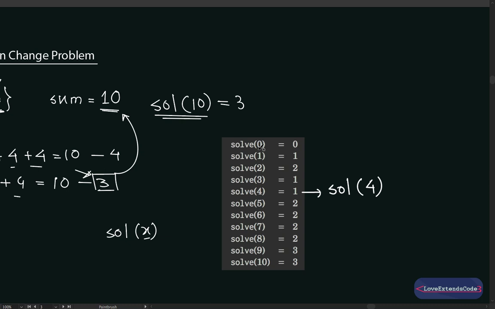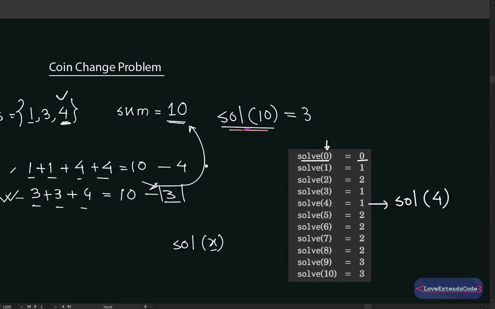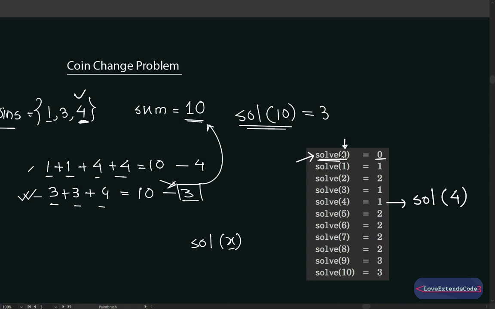And then let's talk about solve(0). Now how many coins do I need to make the sum 0? Obviously 0 coins because the sum is 0. So I do not need to take any coin at all. So it's going to return 0. It's actually our base case. We're going to use this condition as our base case in the program.